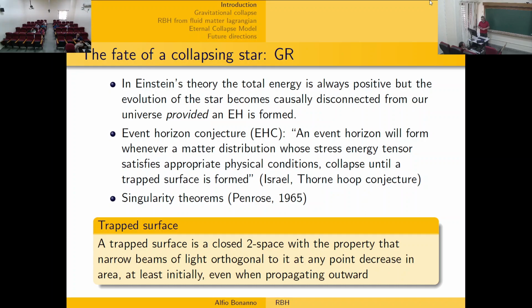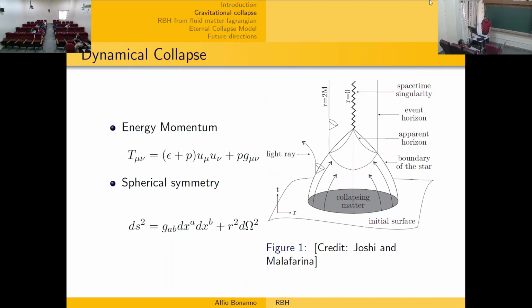A trapped surface is a closed two-surface with the property that a beam of light orthogonal to it at any point decreases in area, at least initially, even when it is propagating outward. Okay. So that is the picture that we have in this case. You see in Eddington-Finkelstein coordinates what is happening. That is the surface of the star. Eventually it will cross the event horizon, and here a trapped surface is formed.